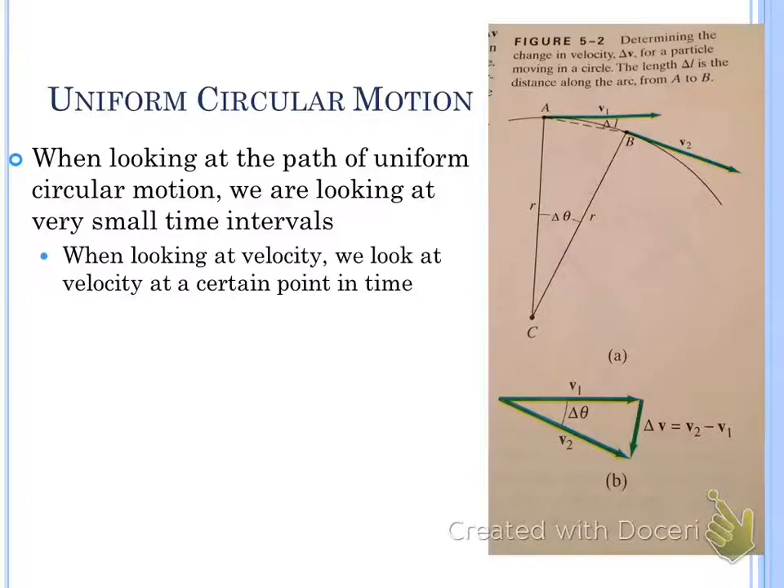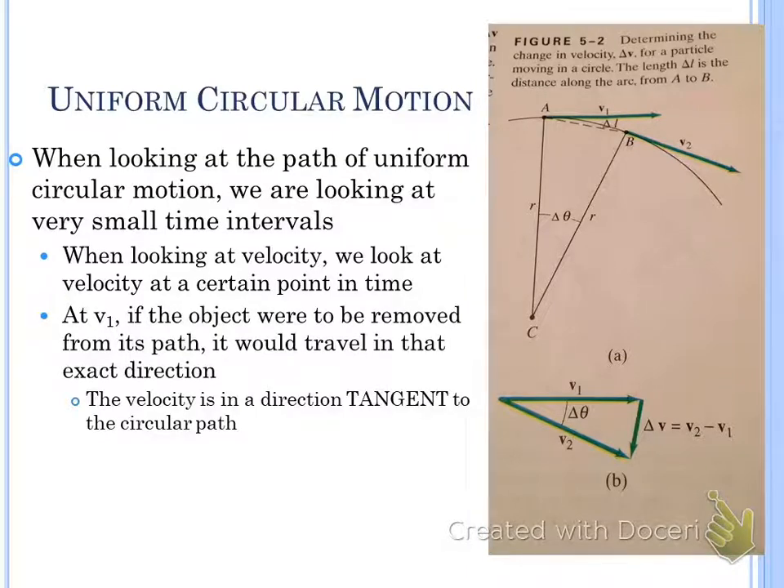As it moves through its circular path, when we're looking at velocity, we're going to look at a certain point in time. So we won't ever really look at a change in velocity over these really small points of time. That goes into a little more complexity than we need. We're going to look at one certain point in time. So at V1 in your diagram, right up here, if we would release our object from its circular path at that point, would it keep moving in a circle? No. If I were to let go of this, would it keep moving in a circular path on its own?